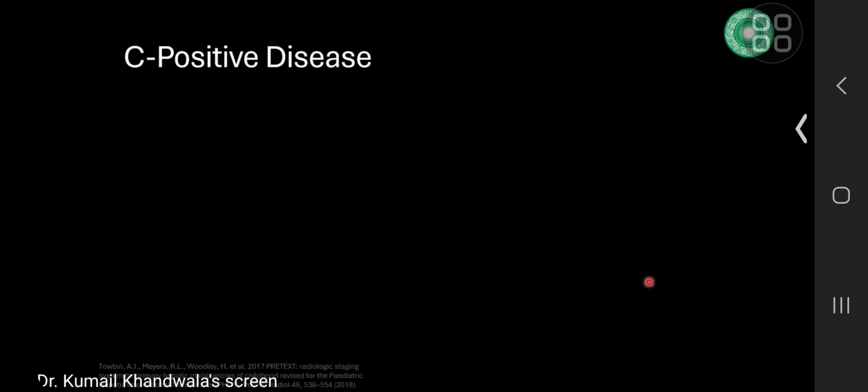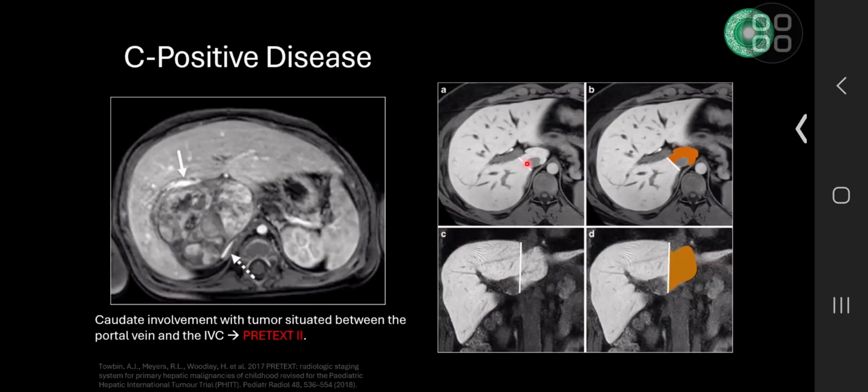C positive disease is when there is caudate lobe involvement, right? And as I mentioned before, when a tumor is limited to the caudate lobe only, it is designated as a PRETEXT 2 lesion. And the boundaries of the caudate lobe are easy to identify. You basically draw a line along the lateral margin of the IVC, and this line should be perpendicular to the long axis of the caudate lobe. So this makes up your medial border of your caudate lobe. Similarly, on the coronal images, a line is drawn along the lateral margin of the IVC, right? And this becomes your medial border of your caudate lobe.